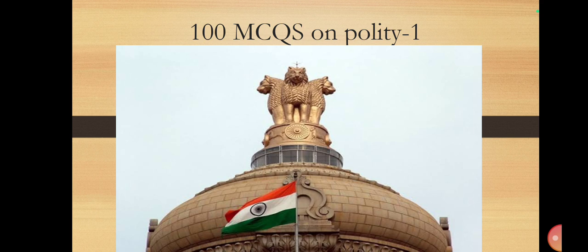In the Estimate Committee, all the 30 members are from Lok Sabha only. The Rajya Sabha has no representation in this committee. The Committee on Public Undertakings is composed of 11 members from the Lok Sabha and 7 from the Rajya Sabha. Question number 82. Who among the following looks after the center-state finance relation?